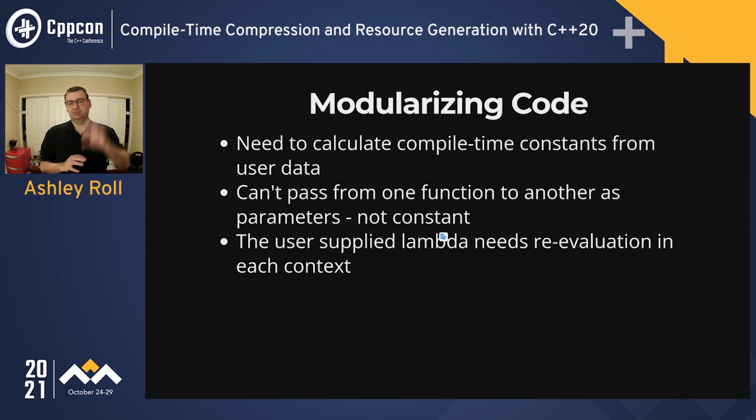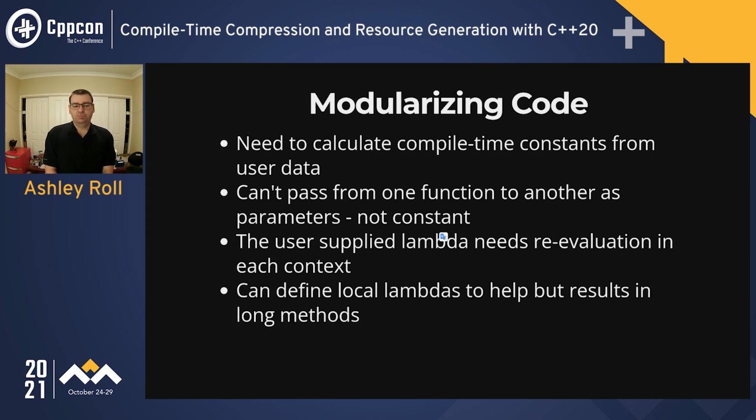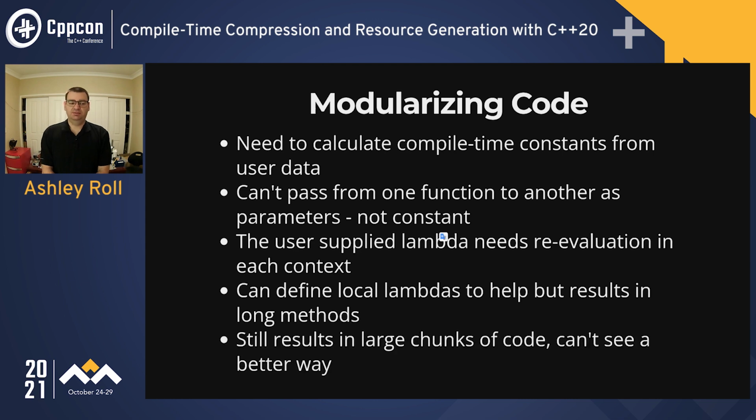So if you're breaking your code up into compute character frequency and then compute Huffman tree, that sort of thing, you will end up evaluating the user supplied lambda multiple times, and perhaps the compilers are smart enough to memoize that and not do that work multiple times, but I'm not sure. We can define local lambdas inside a function to sort of contain code and give names to pieces of code so that we can sort of modularize in that way. But that does lead to very long methods. And unfortunately, I don't think there is a better way to make that work.